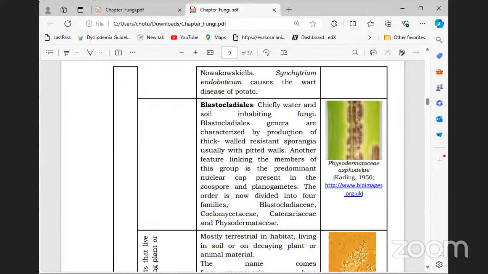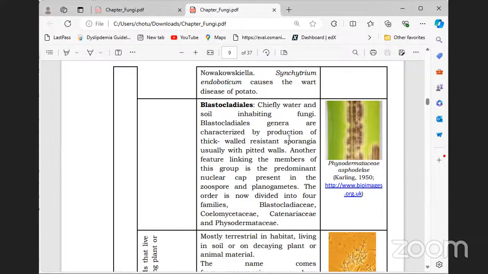Here the order Blastocladiales chiefly inhabits water and soil. Blastocladiales genera are characterized by thick-walled resistant sporangia. Pitted walls are also present. Another very important feature is linking membranes, and a predominant nuclear cap is also present. Here, different families are there.